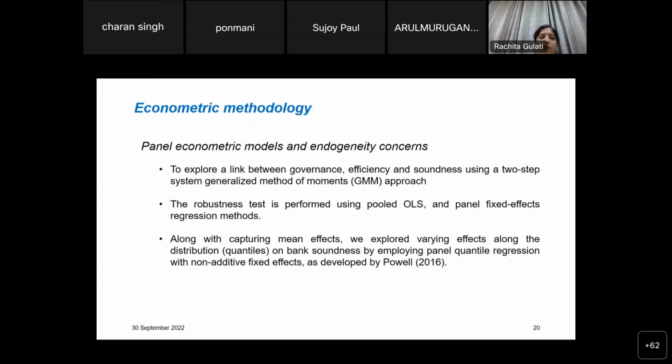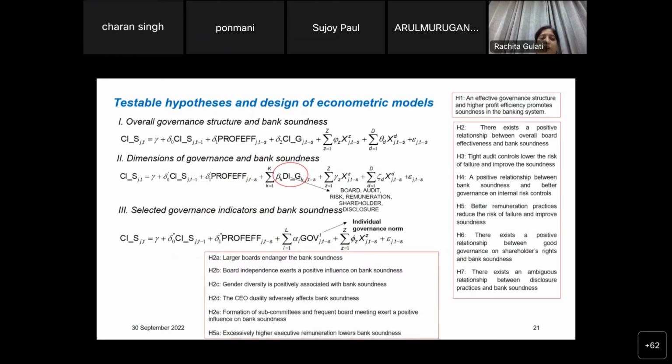Three different model specifications have been developed for the estimation purpose, and the specifications have been run across these three different models. The first model is basically used to link the overall governance structure and the bank soundness.